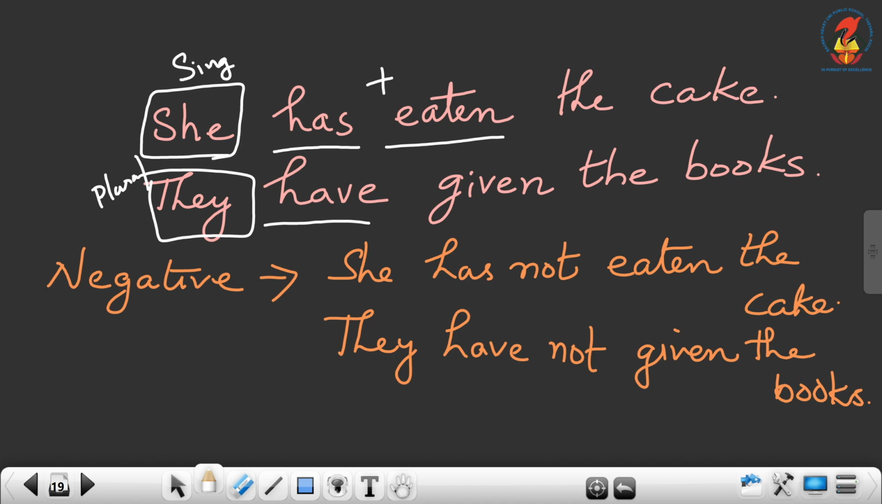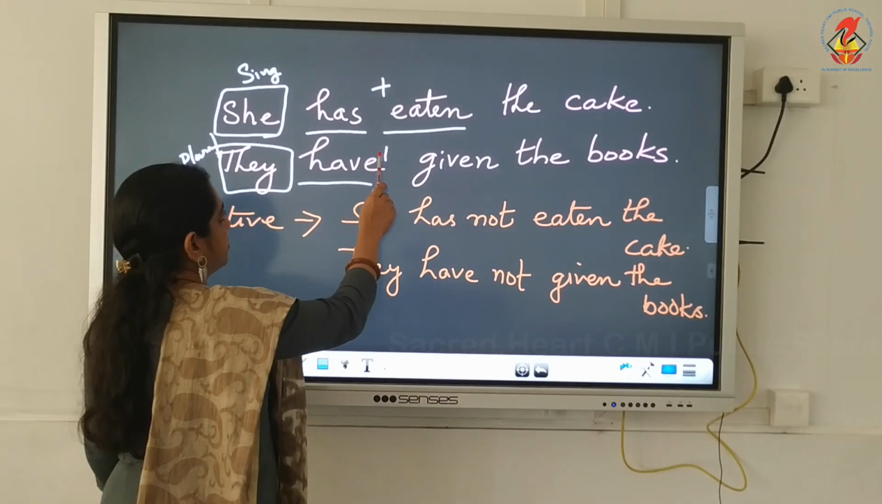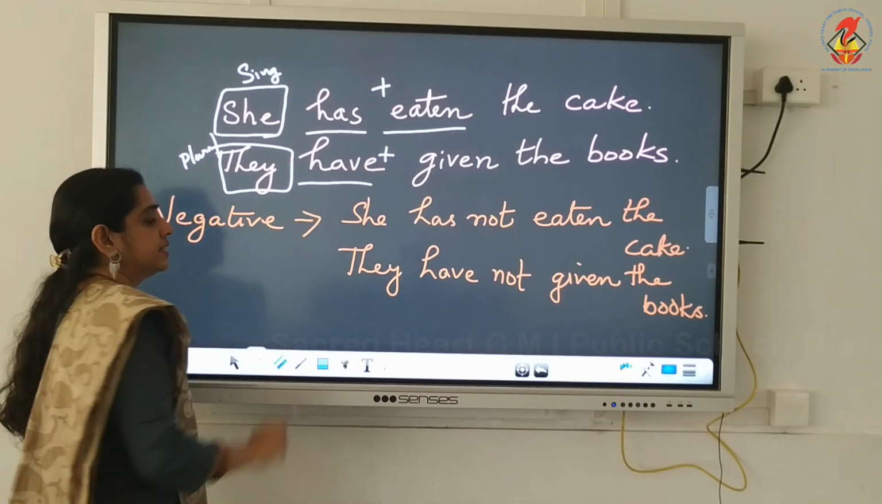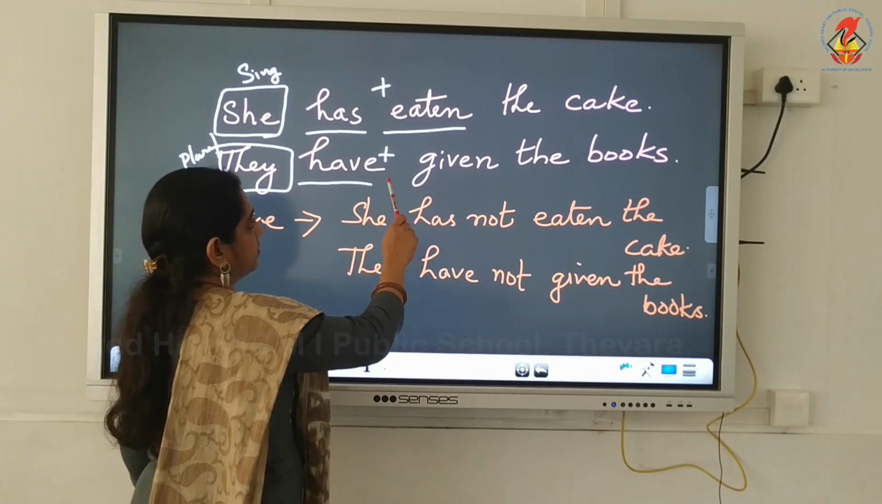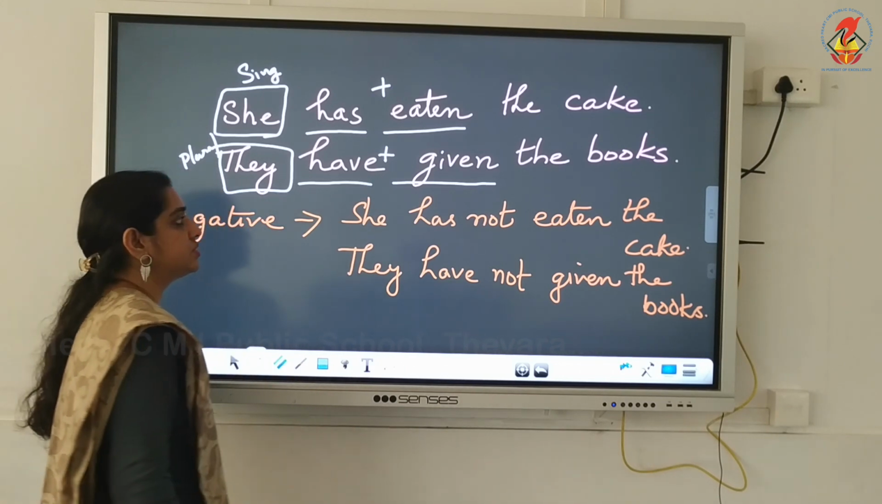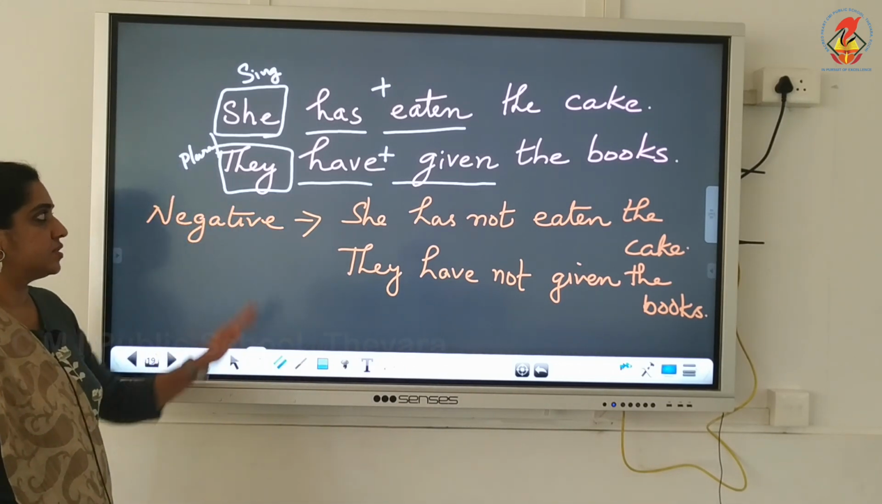You might have already studied this. Has is used with singular, he, she, it and all singular, and have is used with all plurals, I, we, you and they, plus past participle form of the verb. Eat, ate, eaten. The third category of verb is used here. Give, gave, given. Past participle form of the verb is used here. Okay, so this is the format.